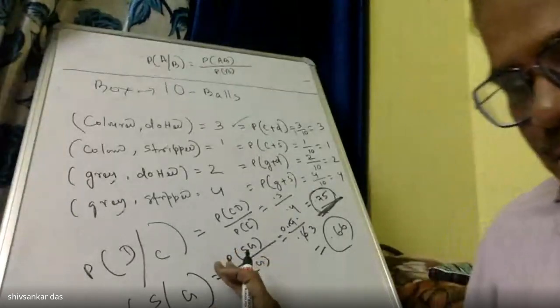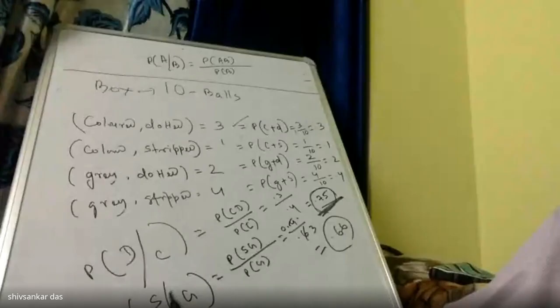This one you want further clarification? Striped and gray. Yes sir. What are the conditions? Probability of A having occurred, provided B has already occurred. Probability of getting A, B already occurred.